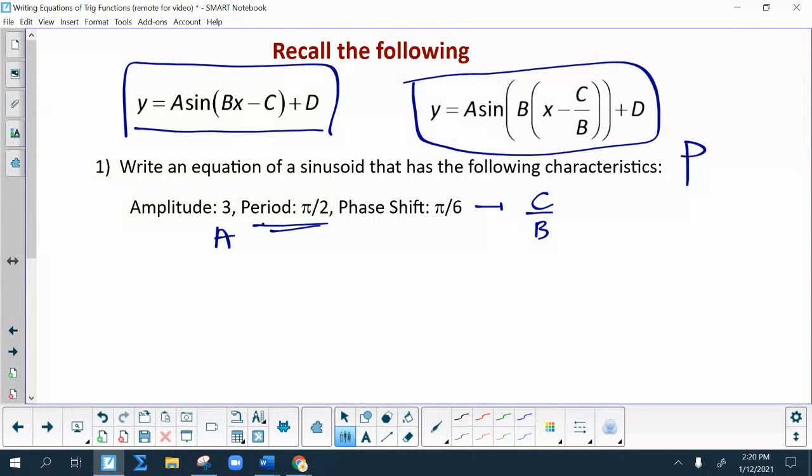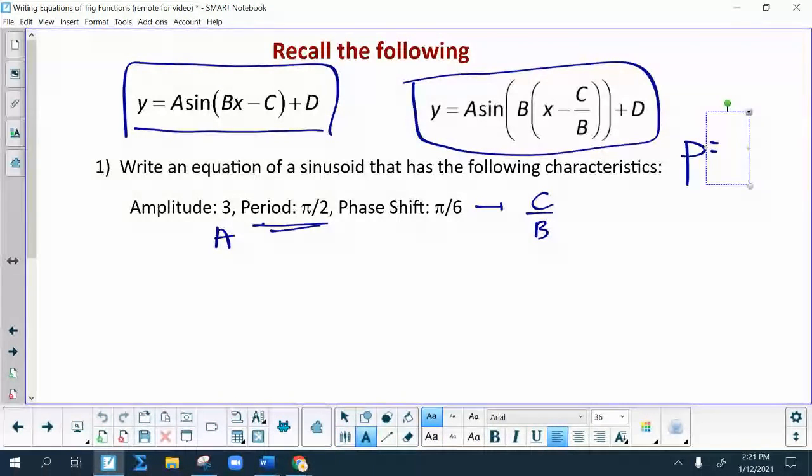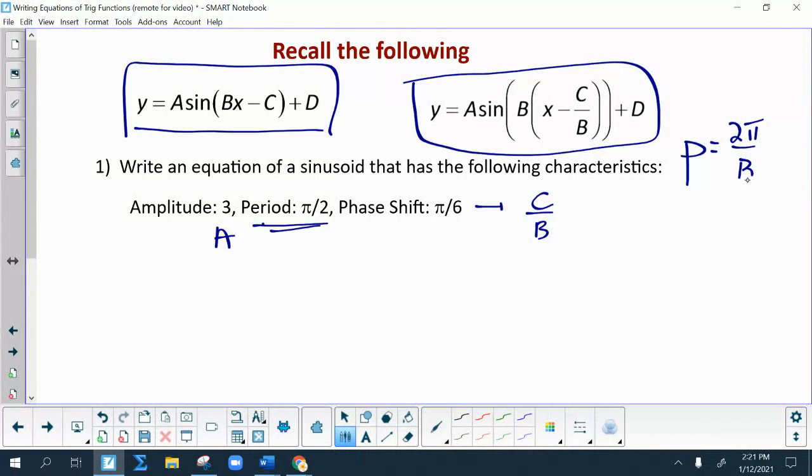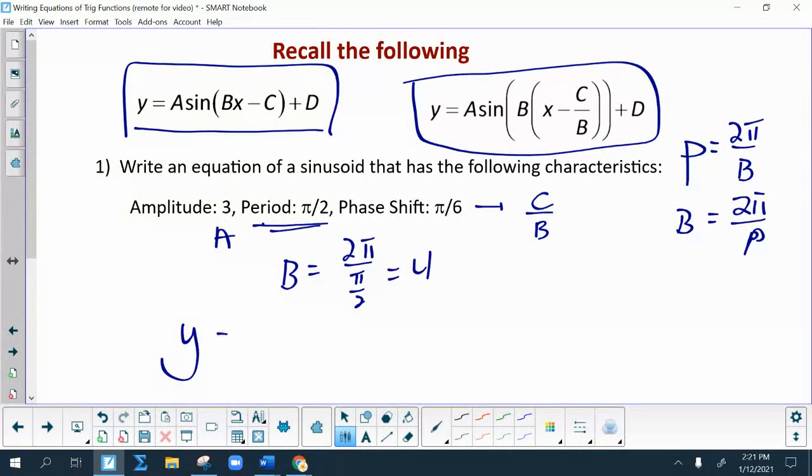So let me remind you that the period of a sine graph is 2 pi, and when it changes, we find it by dividing by the b value. We can also solve for b: if we want to find b, we take 2 pi and divide by the period. So b is equal to 2 pi over pi over 2, and we get the b value of this situation to be 4. So then we write this out as y equals 3 times sine of b, which is 4.